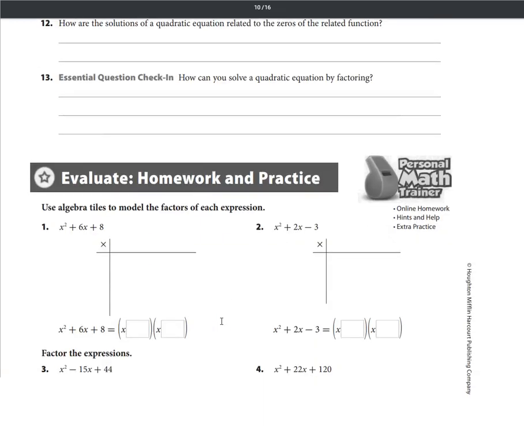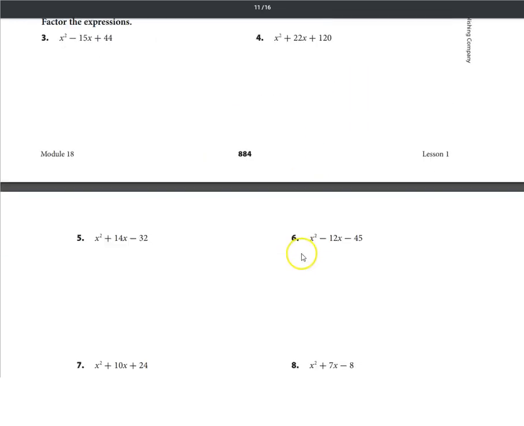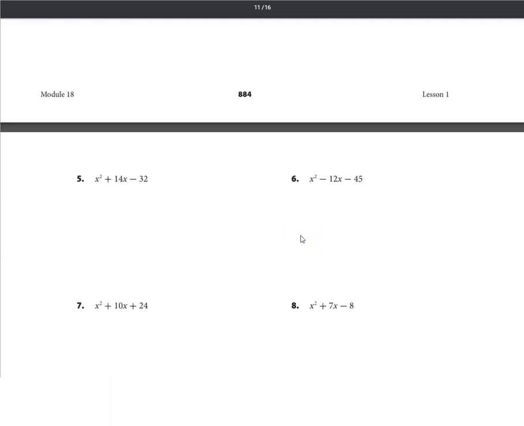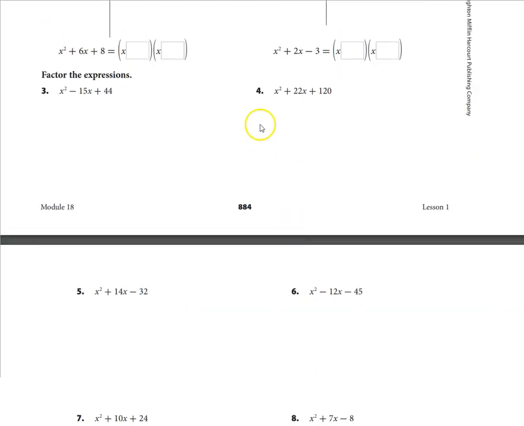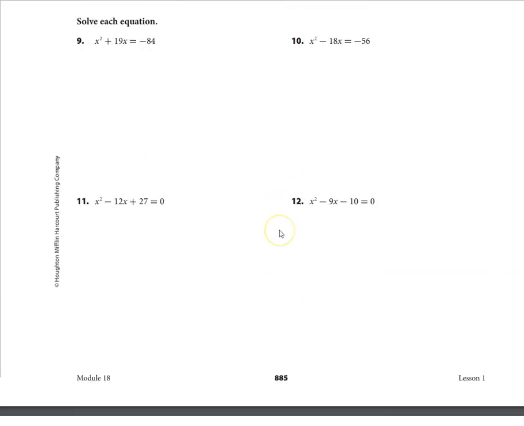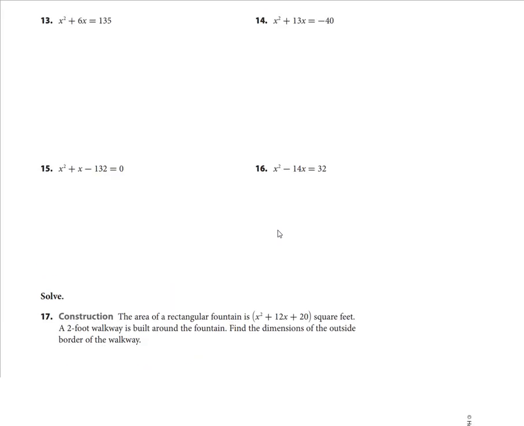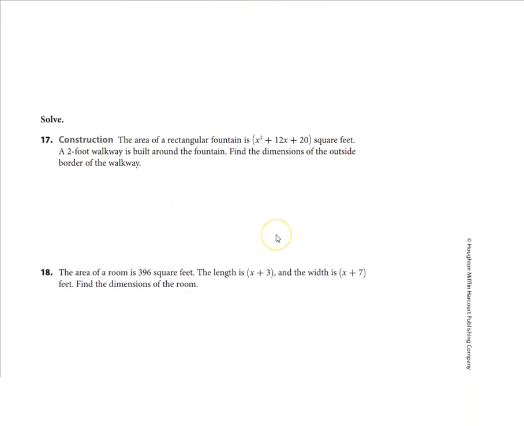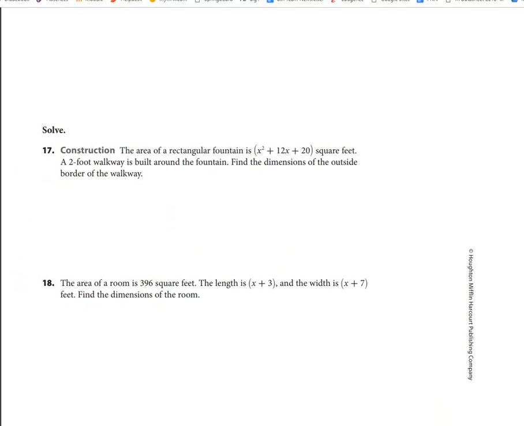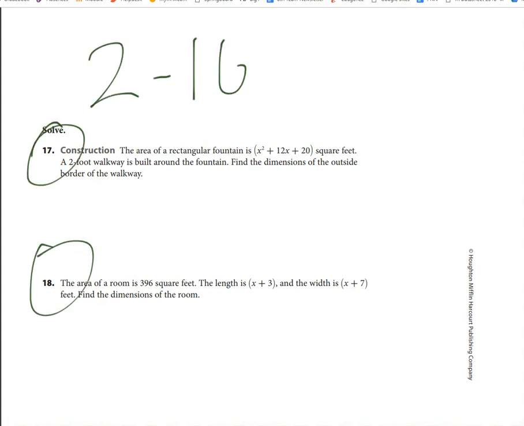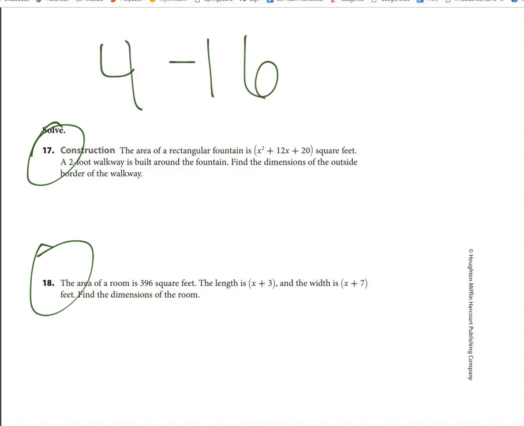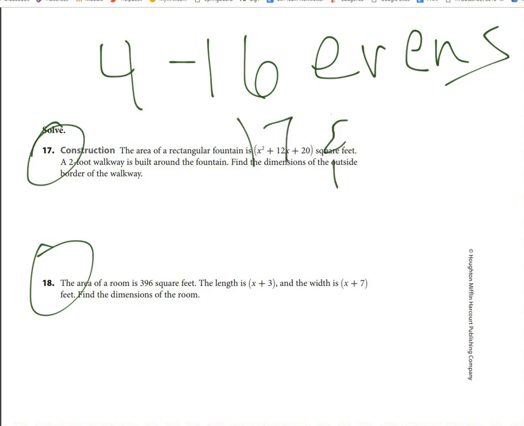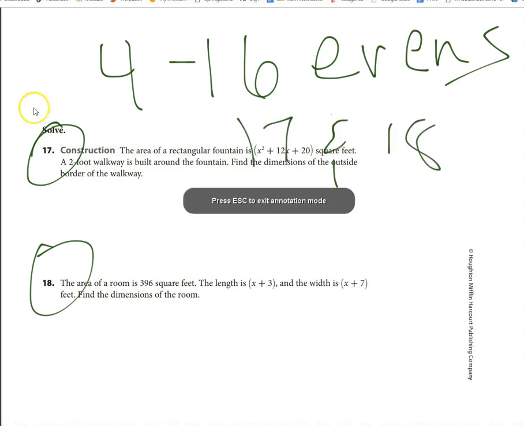Okay? So problems I'd like you to do are 4 through 16, and you only need to do the evens, so 4, 6, 8, 10, 12, 14, and 16. And then also 17 and 18. Okay, so that's 4 through 16 evens, and 17 and 18. Okay, and that will be due on Wednesday.